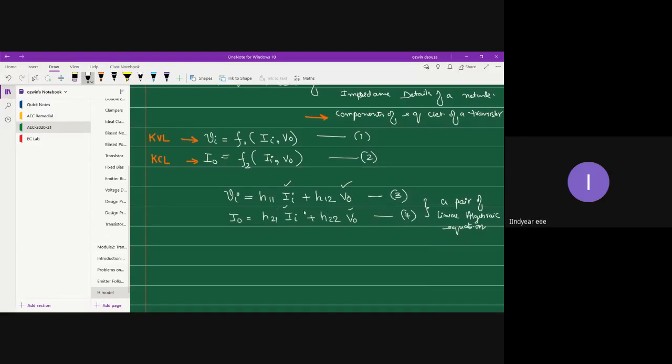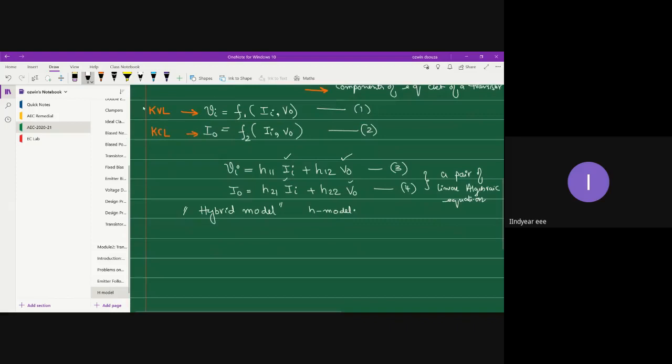So mixed terms are present. That's the reason this particular model is called the hybrid model. Hybrid means mix, right? So your equations will have voltages as well as current. It's a mixture of voltage and current. Hence, it is called the hybrid model. In short, H model.